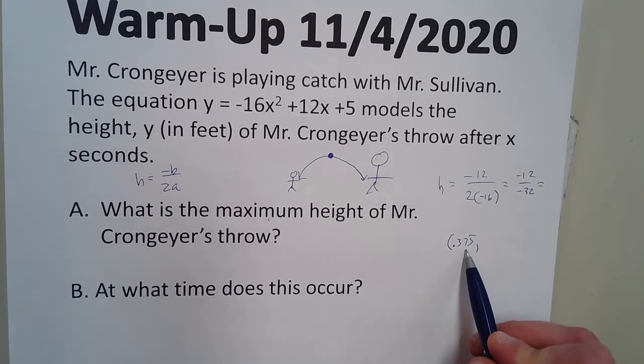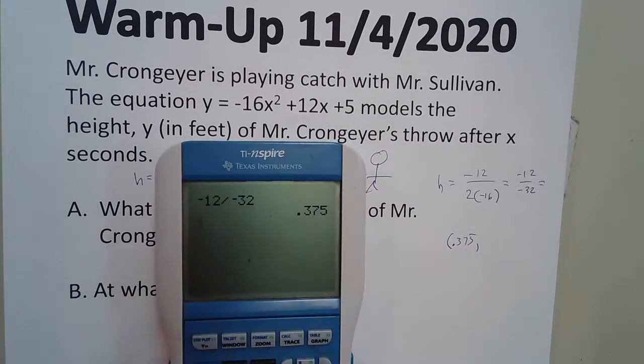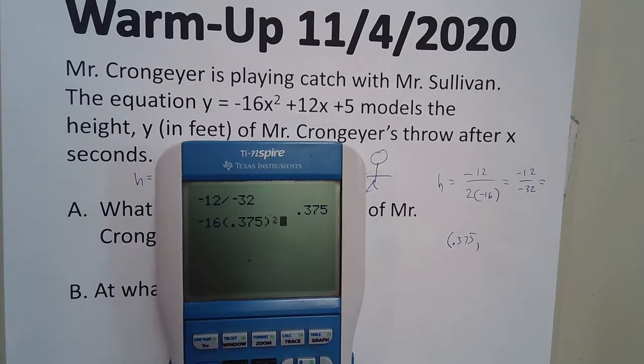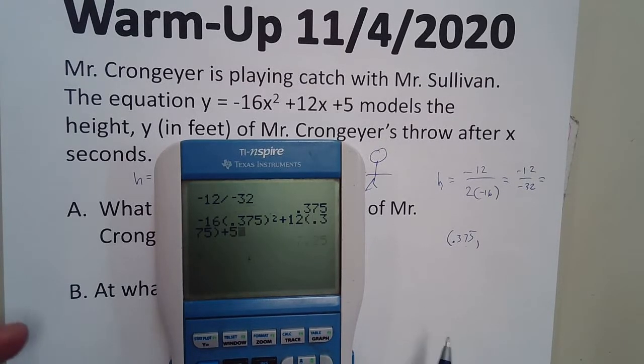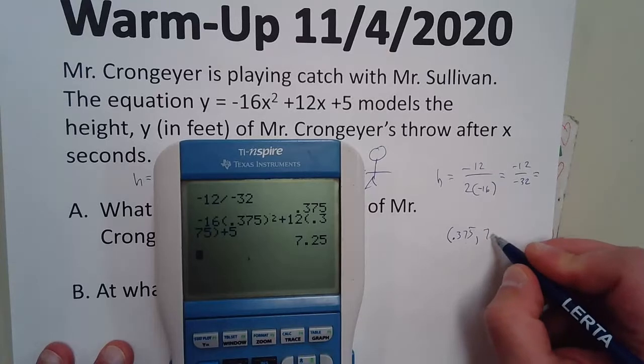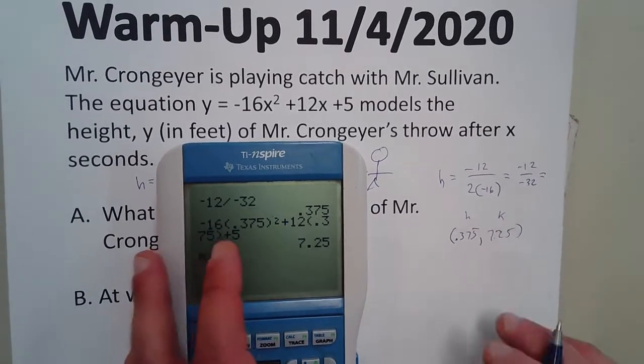Now, if I take that and substitute it back into here, that'll give me my k value. So go ahead and type that in. Negative 16 times 0.375 squared plus 12 times 0.375. Whoops, helps if I type that in right. There we go. And then plus 5. All right, so it gives me an output of 7.25. So here's my vertex, my h and my k.